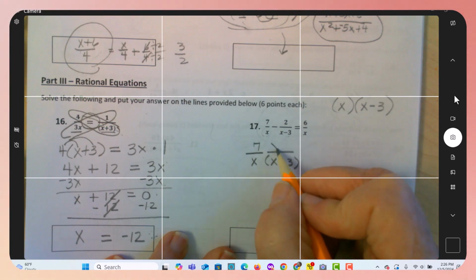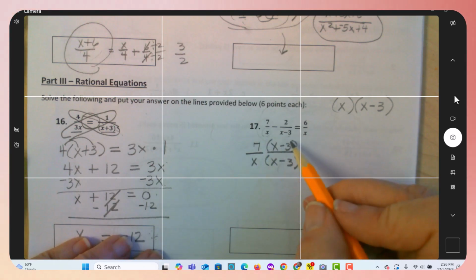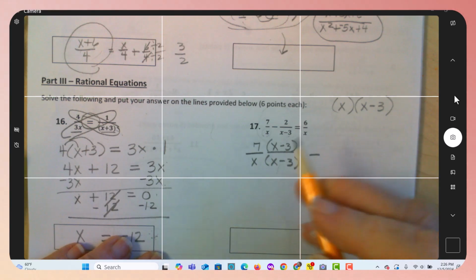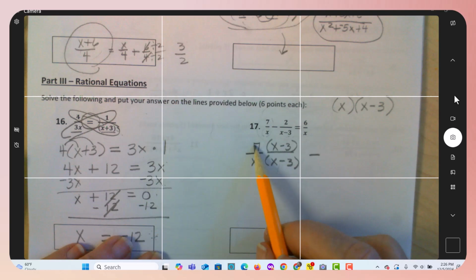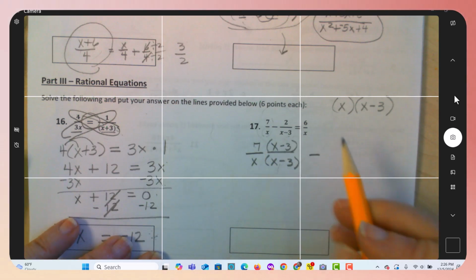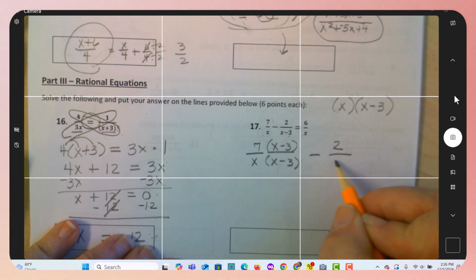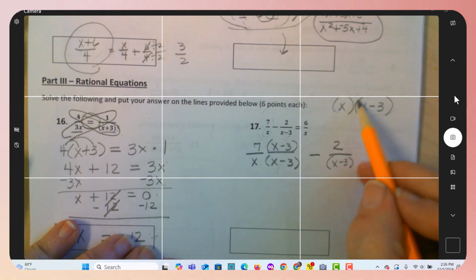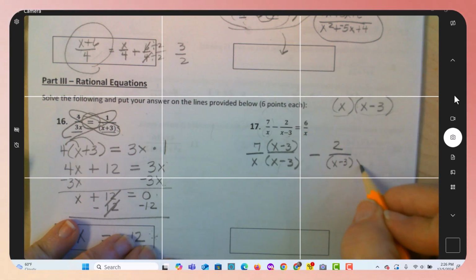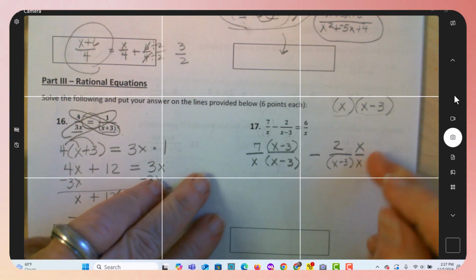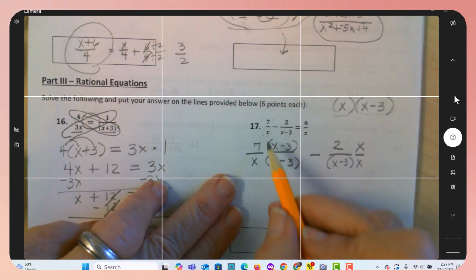And we need to multiply the top by x minus 3. This keeps it balanced because this is just 1. Multiplying by 1 doesn't change anything. So we have a common denominator if we do this. And then we take this second part, the 2 over x minus 3, and multiply that by, what are we missing? We're missing the x. Multiply by x over x.